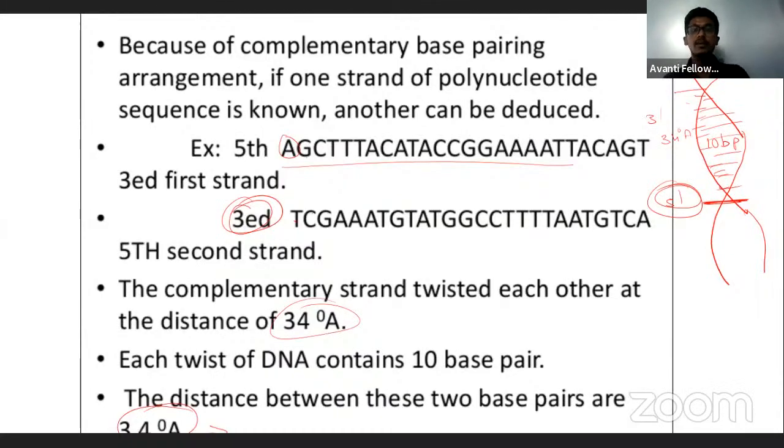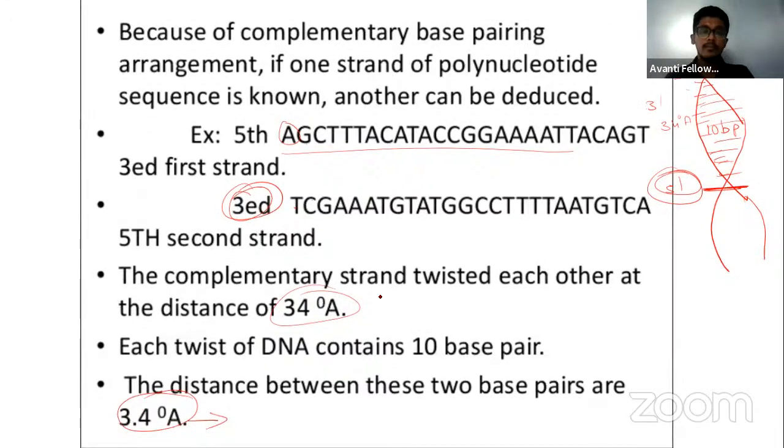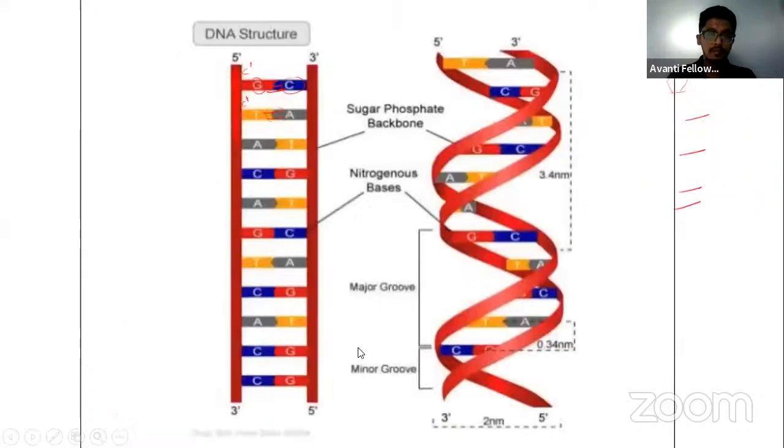Whereas if you look at angstroms, it is like this: 34 angstroms is the whole length, and 3.4 angstroms is between each base pair. Absolutely right. If you know this, it's very, very important. So you know the values, right? Whenever it comes in the question paper, you always observe this.